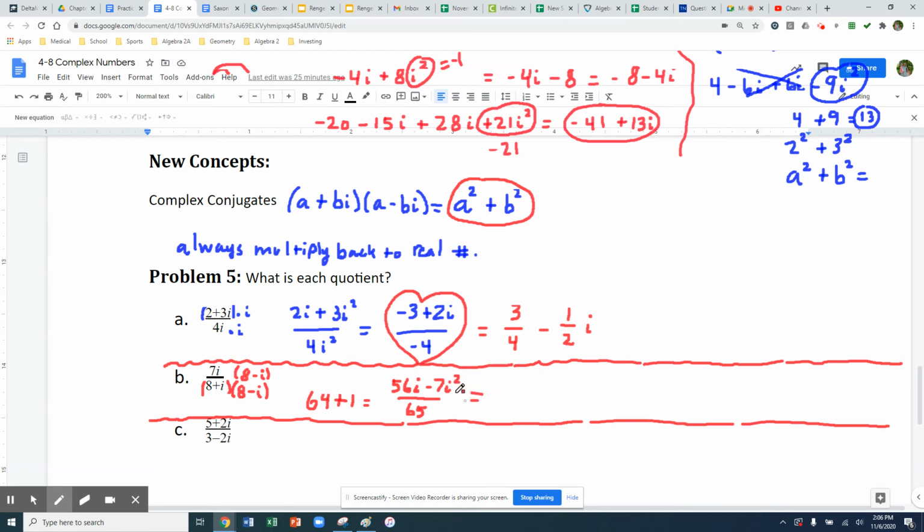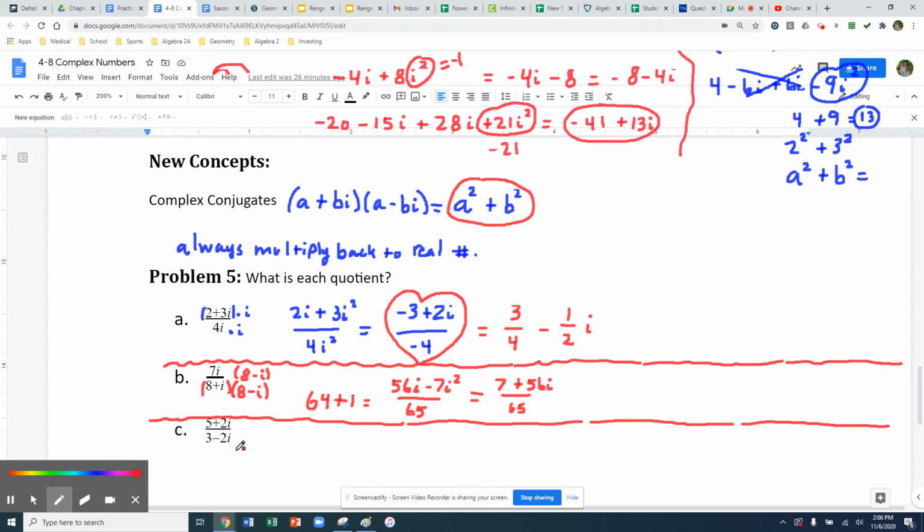Then to finish up, we'll take that negative 7i squared and get that back to a real number. i squared is negative 1, negative 1 times negative 7 is positive 7, so we'll have 7 plus 56i over 65. And then I look, 7 and 65 don't have any common factors, 56 and 65 don't, so that is as simplified as I can get.